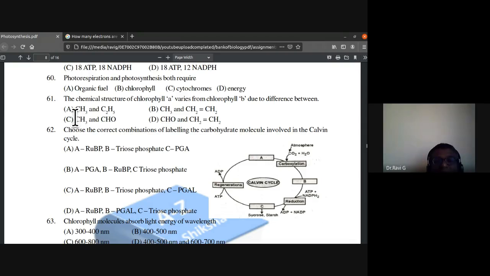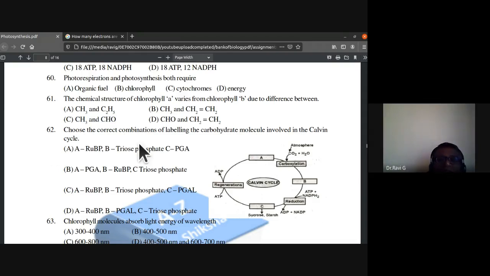CH3, one methyl group and one aldehyde group. So they vary. Okay, chlorophyll A varies from chlorophyll B due to difference between CH3 and CHO. Okay, C is the answer.